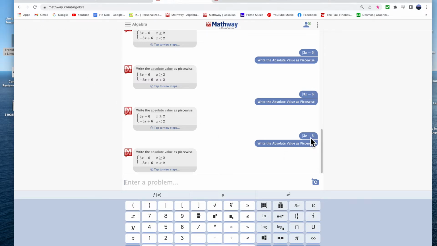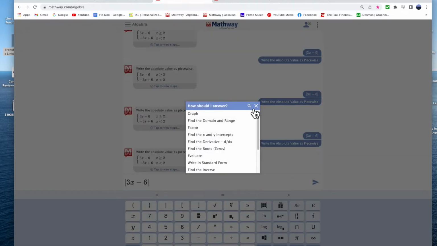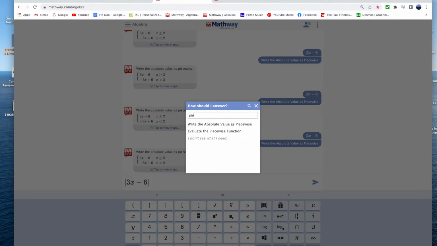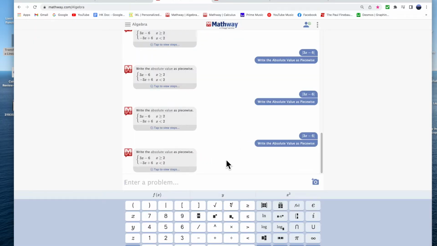So the way you do this is you enter just the absolute value portion of the equation. In other words, you do not write y equals or f of x equals. Then you press enter, and when you're prompted with the menu, you ask them to search for piecewise. And be careful spelling that word, it's not easy. And it'll prompt you with writing the absolute value in a piecewise manner.